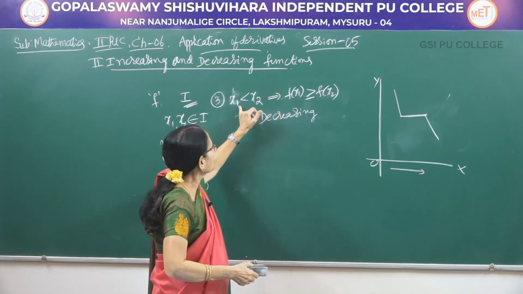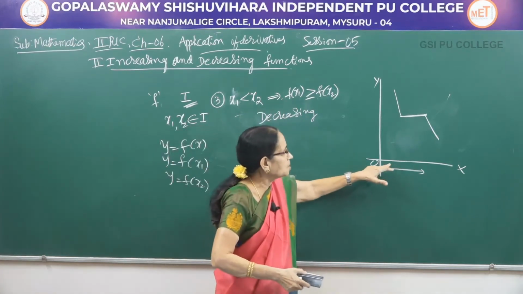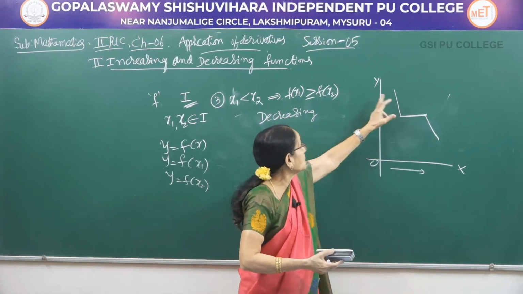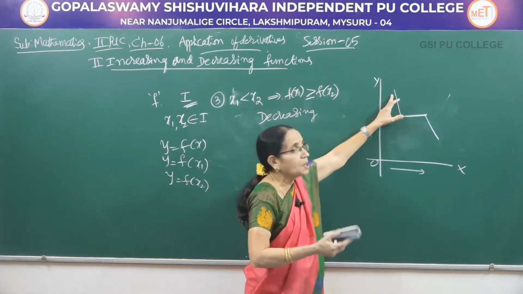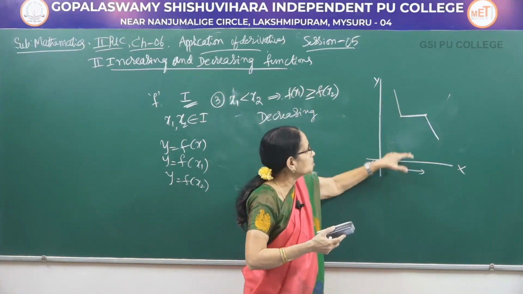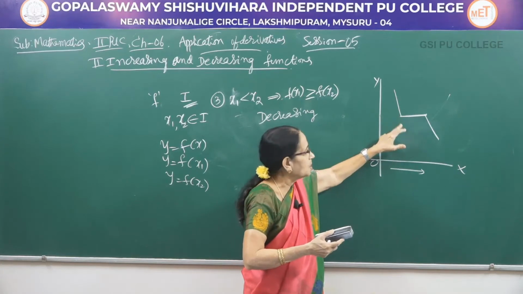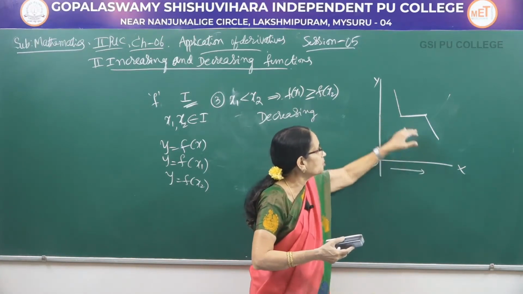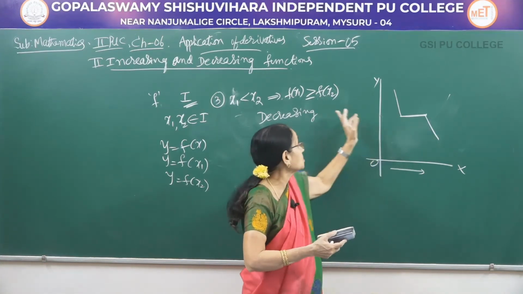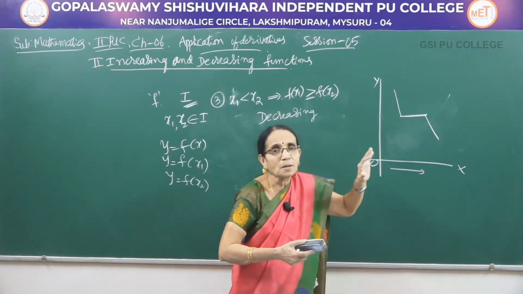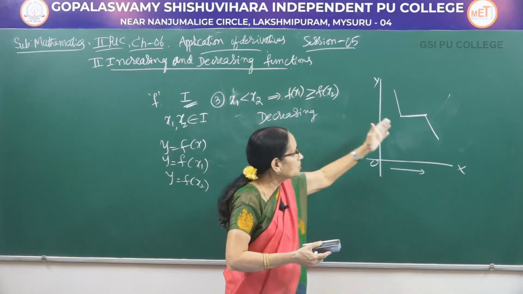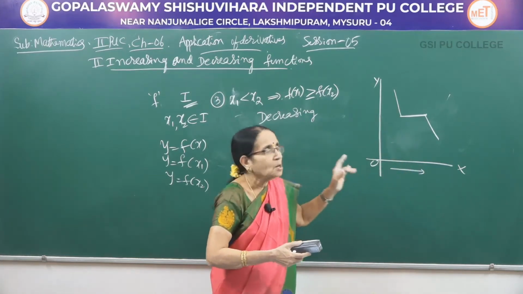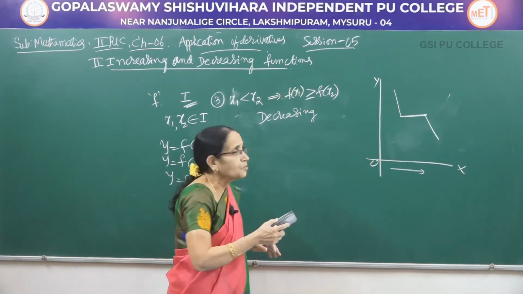So when x1 is 1, let us take x2, f of x1 is maybe 10. So when x is 2, it has come down. Then when x is 3, because of the equality, the value for 3, 4, 5 may have the same value. Because of the equality, we get a line parallel to the x-axis. Again the values may go on decreasing. So we call it a decreasing function.